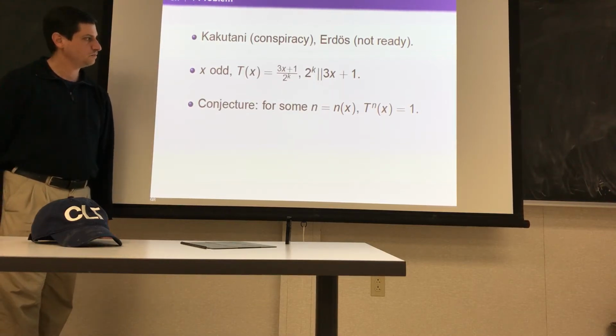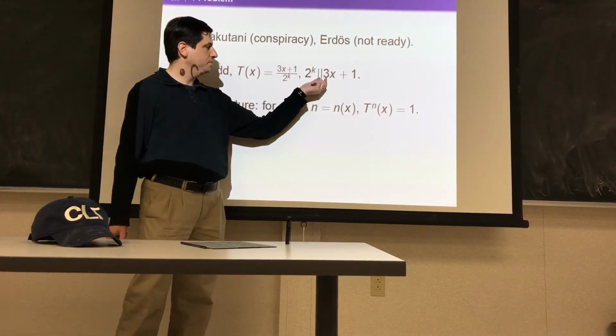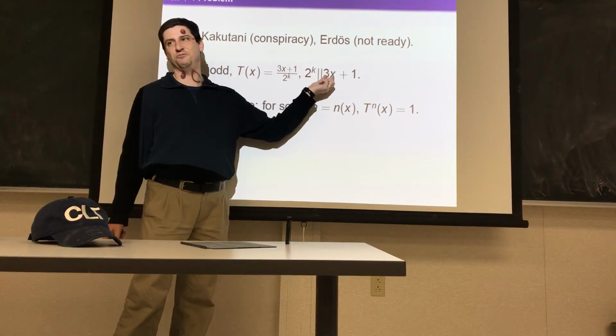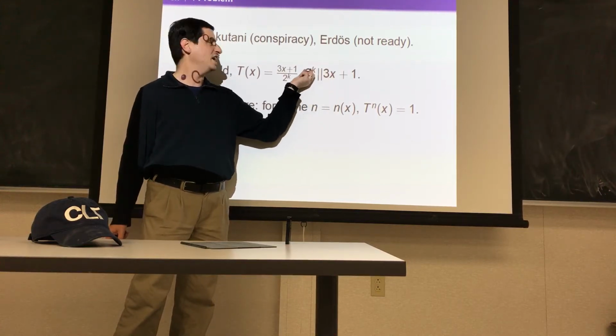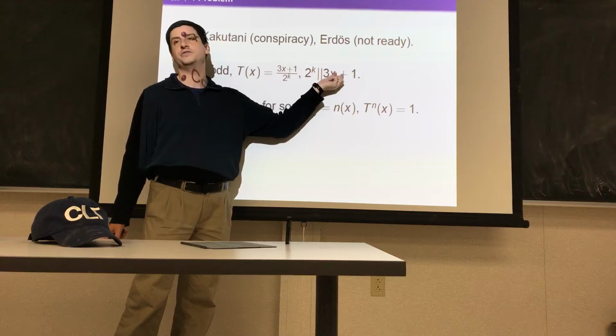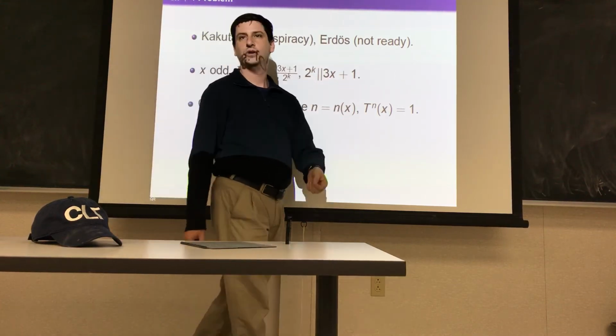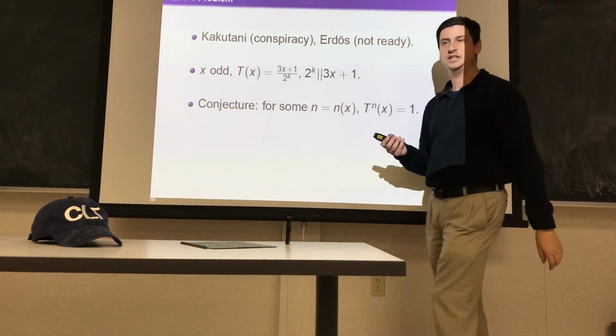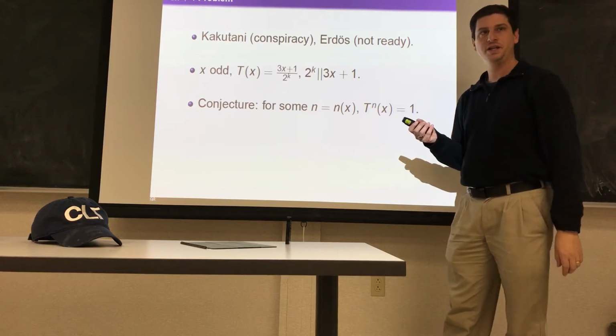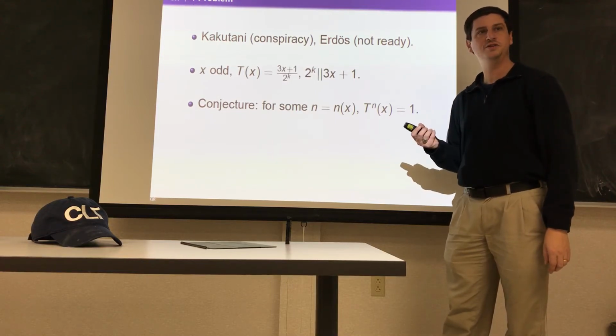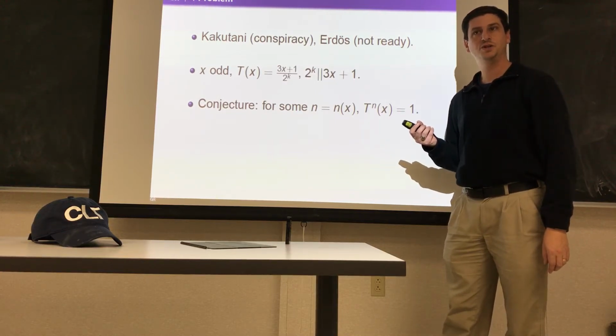What's the notation for the vertical bars? The vertical bars means it doesn't just divide, it really divides. So it's the highest power of 2 that divides 3x plus 1. So for instance, if I give you 30, the highest power of 2 that divides 30 is 1.